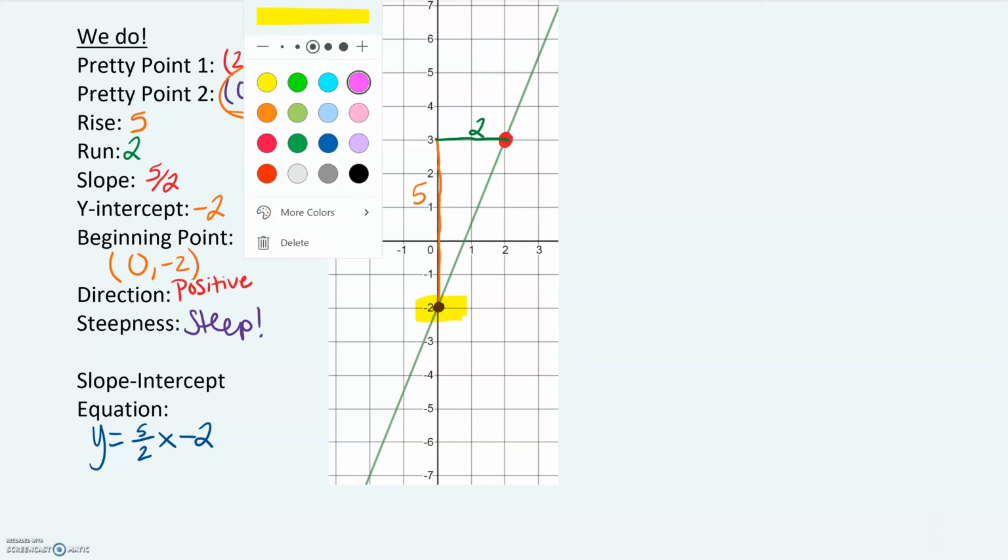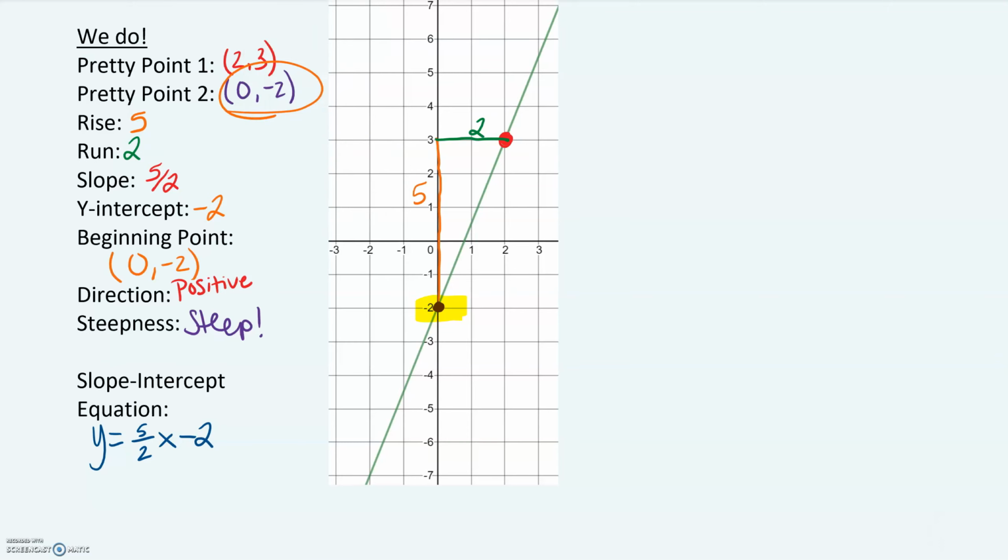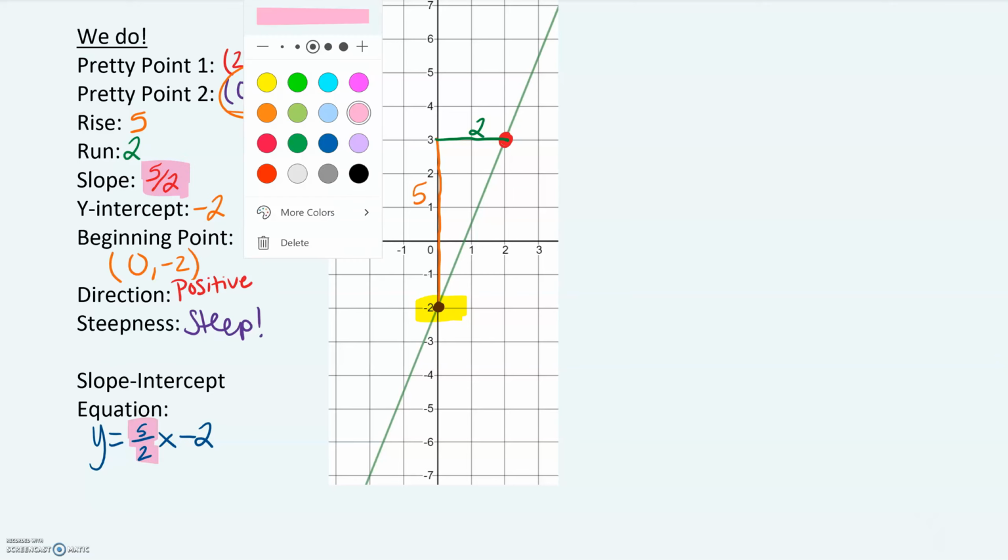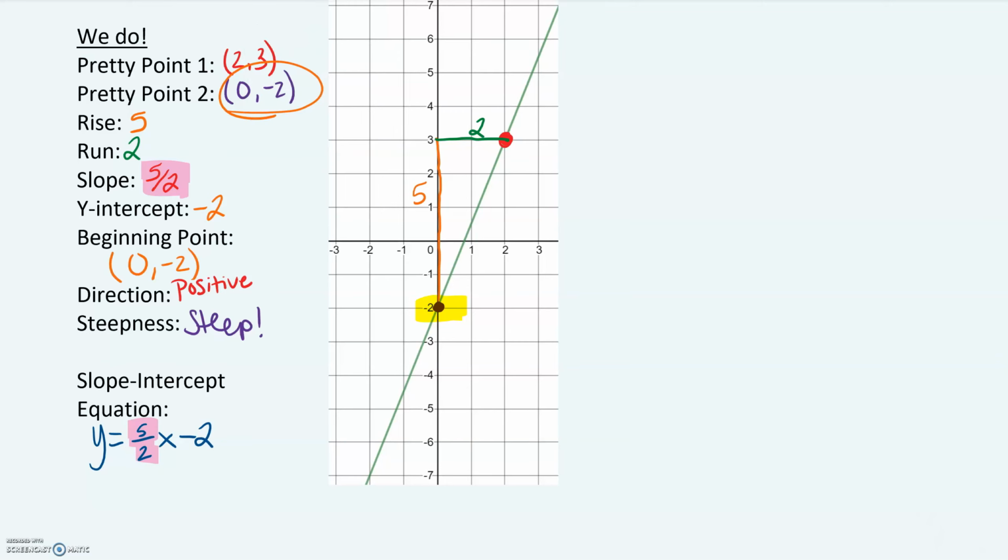And again, the spots where we got this information from, ooh, maybe that's a little hard to see. Let's do a different color. Maybe that was better. So our 5/2 came from right there. And maybe this blue will show up nicely. And our -2 right there. That's all it is.